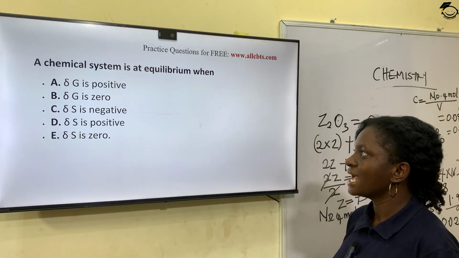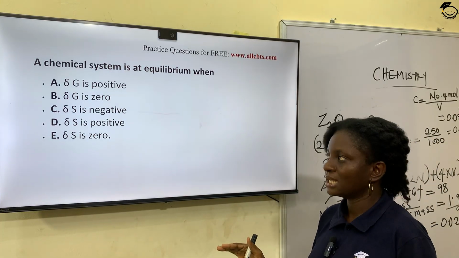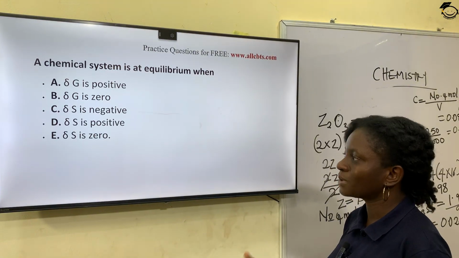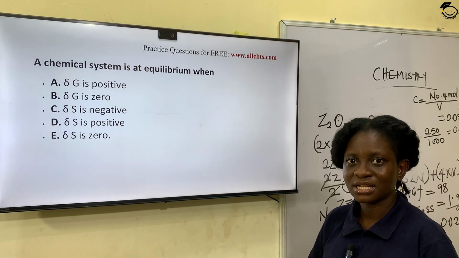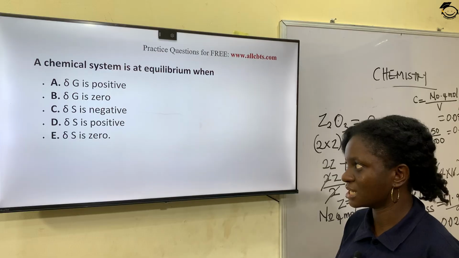Next question. A chemical system is at equilibrium when... equilibrium means it is balanced, zero. So that's when Gibbs free energy, this only happens when Gibbs free energy is zero.